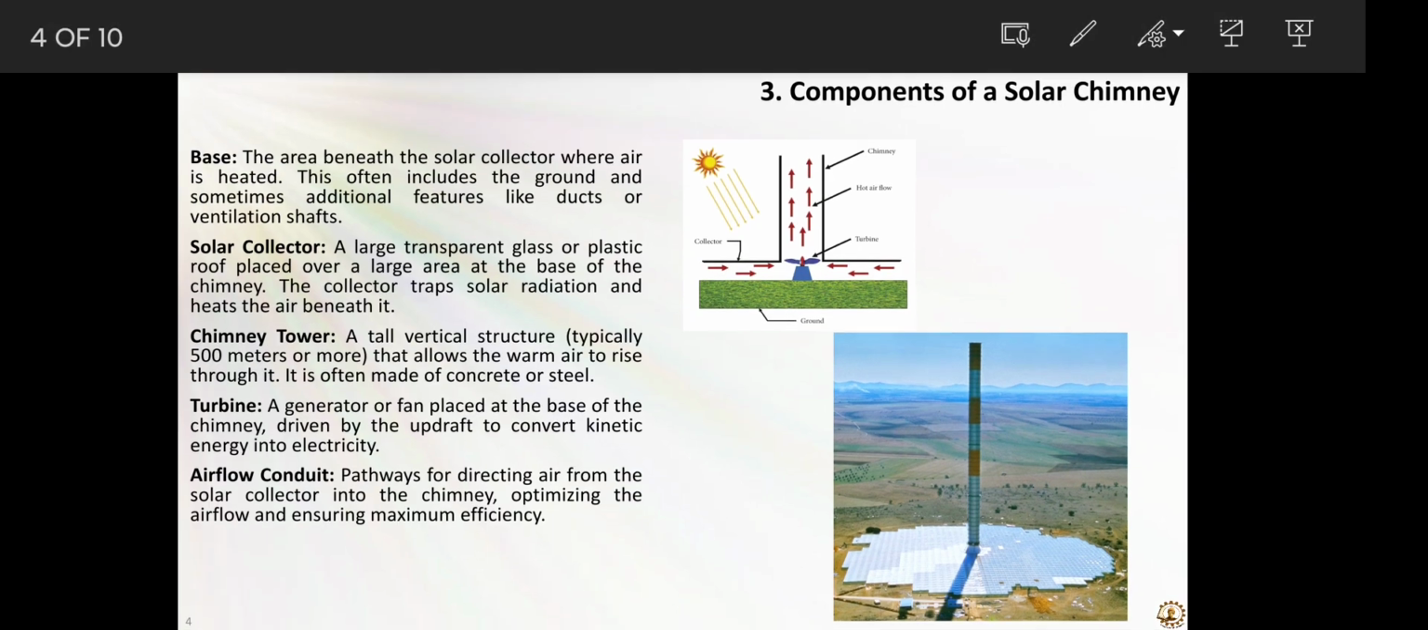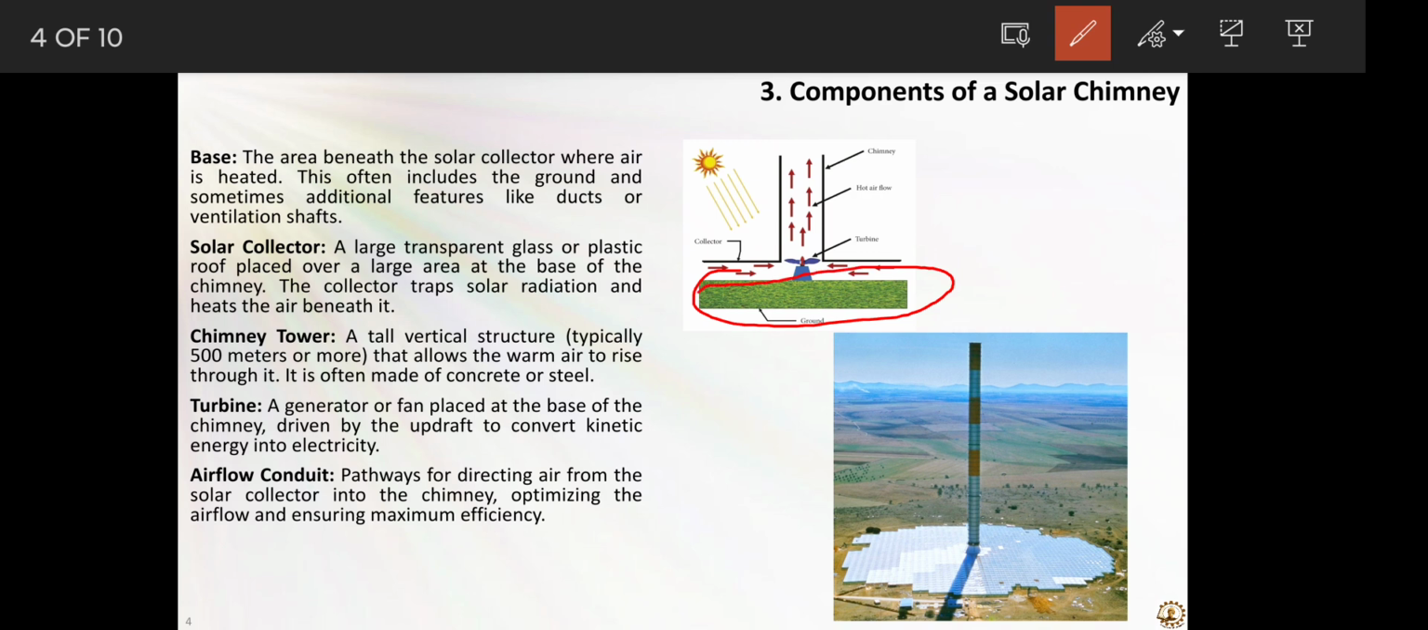Now in a solar chimney, what are the components involved? Generally there are five components of a solar chimney. The first one is the base, then the solar collector, chimney tower, turbine, and airflow conduit. Now the base is basically this zone. This zone is known as the base.